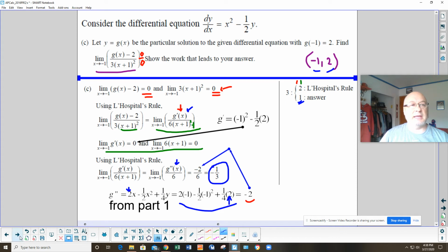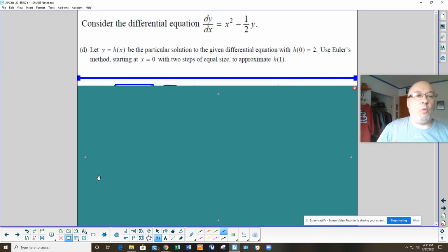Here comes part D. Let y be h of x be a particular solution to the given differential equation. Here we go again. But now we got this point, 0, 2, and we're using Euler's method. So we're using Euler's method starting at 0, and we're going to use 2 steps, and we're supposed to approximate h of 1. So to go 2 steps, each step is going to be 0.5 or half apart. So 0 to 0.5 is step 1, 0.5 to 1 is step 2.